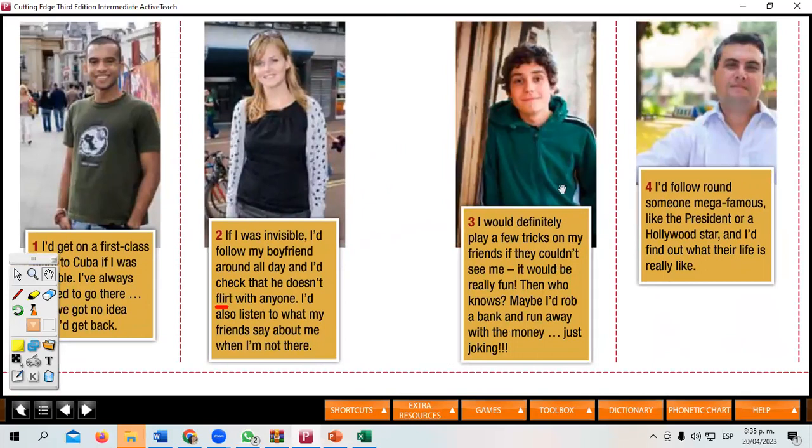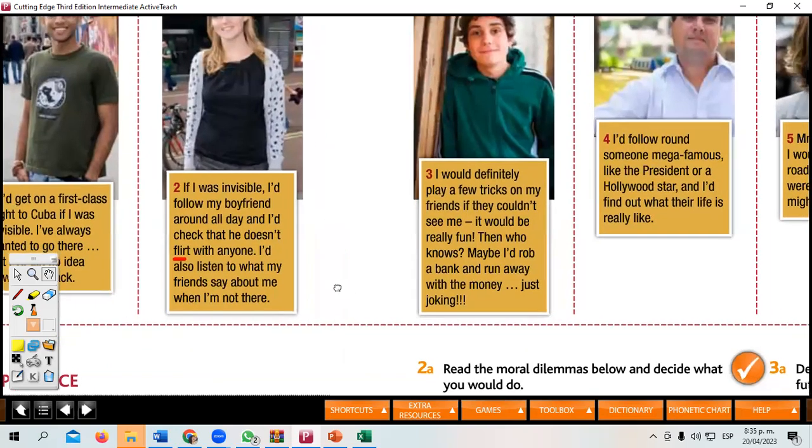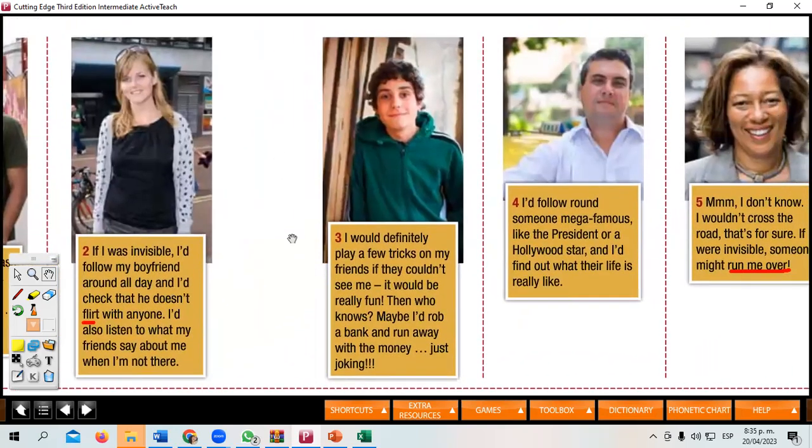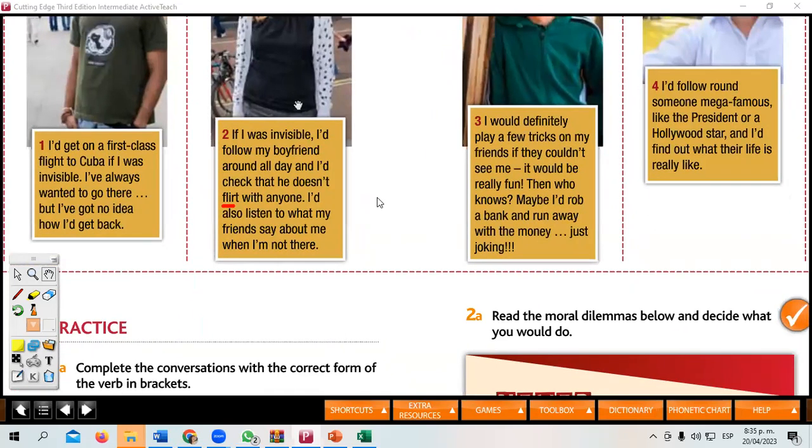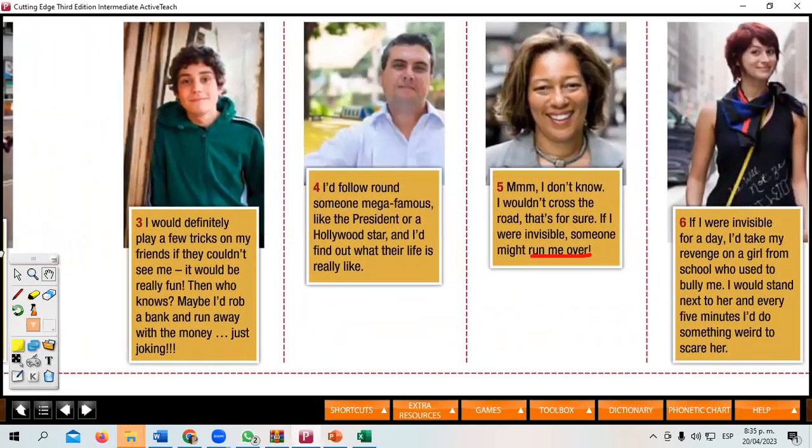All right, Catherine, tell me. I definitely have the same idea as number 3. Maybe I rob a bank with a lot of money, and then we travel around the world. Okay. It's a good idea maybe to do this if you were invisible. All right, another student to finish this part, maybe Sebastian. Which idea is the most interesting for you?